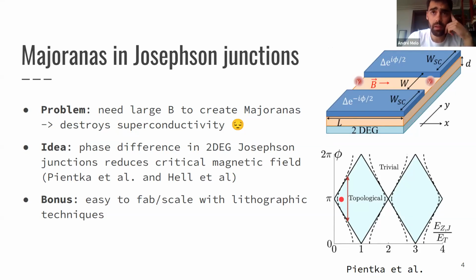Now, if the interface between the superconductor and the semiconductor isn't perfect, and the contact isn't perfect, there's some reflection, and the diamonds get deformed into this smooth shape, and you need to apply a finite magnetic field. But still, this is quite an elegant solution to this conundrum. And as a bonus, because it's a 2D platform, it's in principle easier to fabricate and scale with standard lithographic techniques. So that's Majoranas and Josephson junctions.